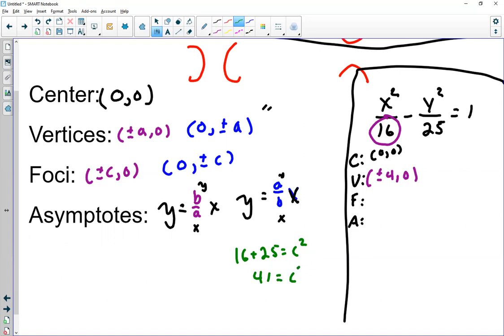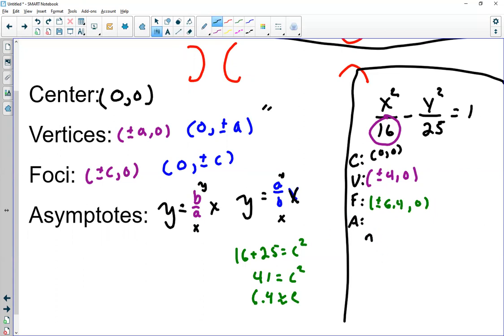I'm sorry, this one's not clean. On the test I will make sure it's clean. But this one, the square root of 41 is about 6.3, 6.4-ish maybe. So for this one, since the foci is 6.4-ish, we're going to do plus or minus 6.4, 0. And again, on the test, it will be clean numbers. I'm sorry, it's not clean.